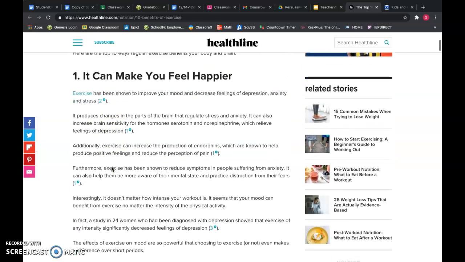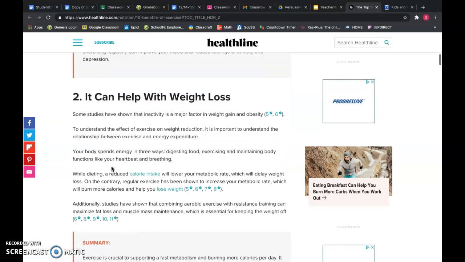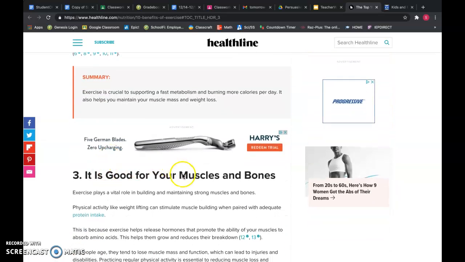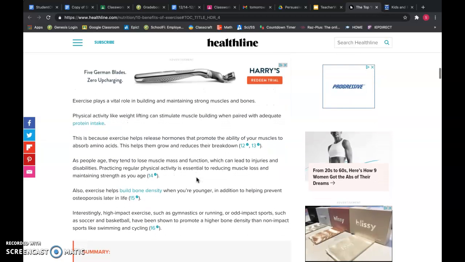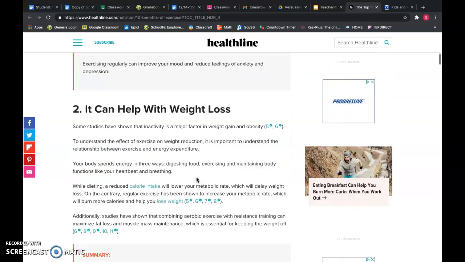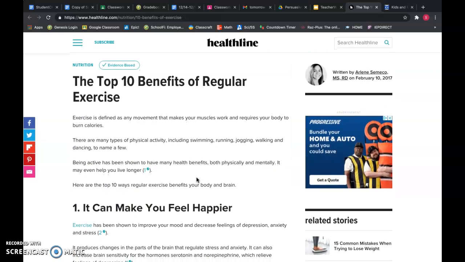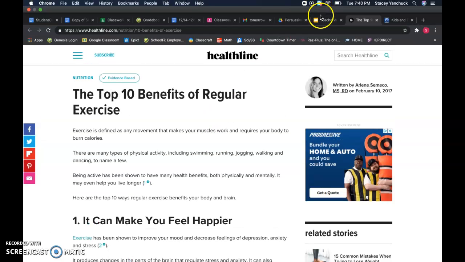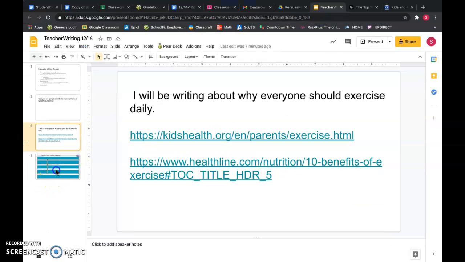Number 1, it makes you feel happier. Number 2, it can help you lose weight. Number 3, good for your muscles and bones, which is what I heard in the other article. And it goes on and on and on and talks about all of these things that could be a reason why people should exercise. So right there, that helps me build my case and provide that strong evidence.